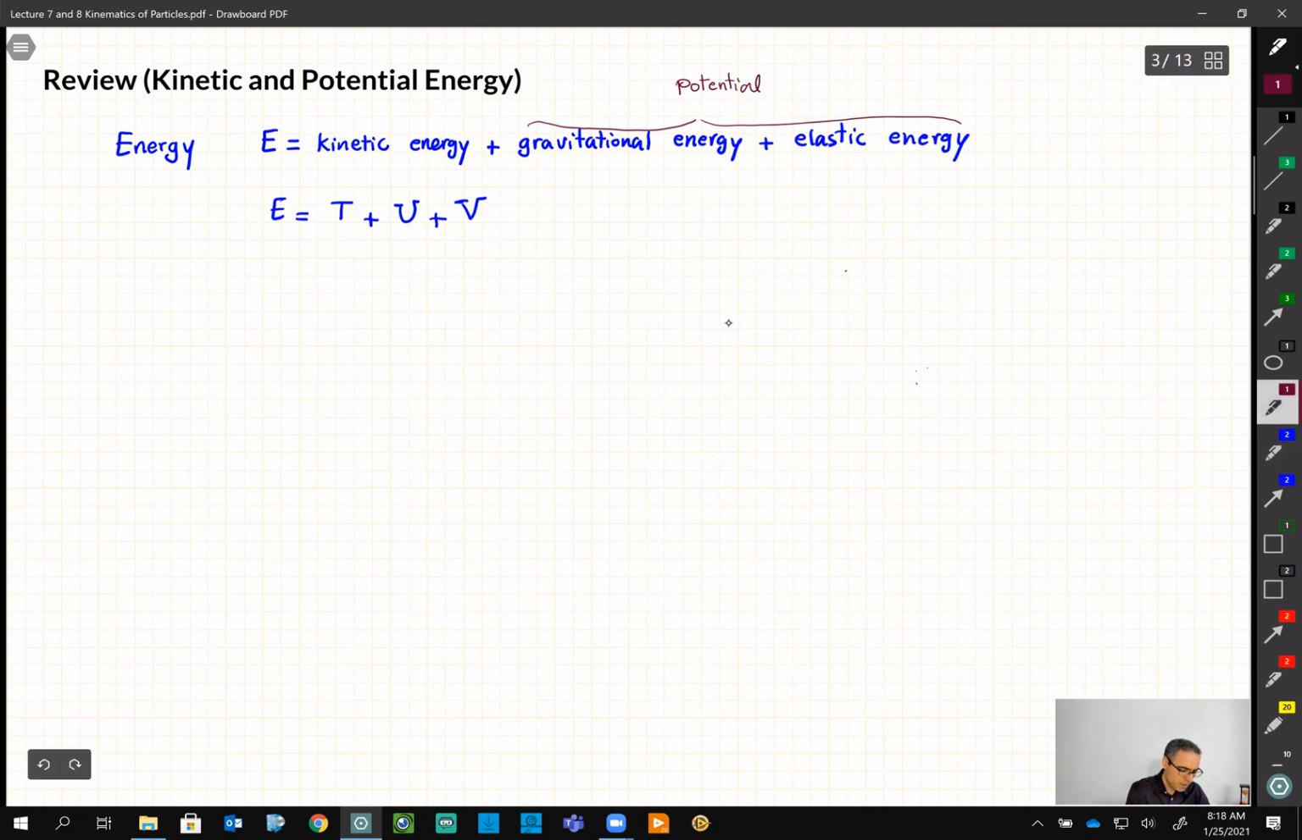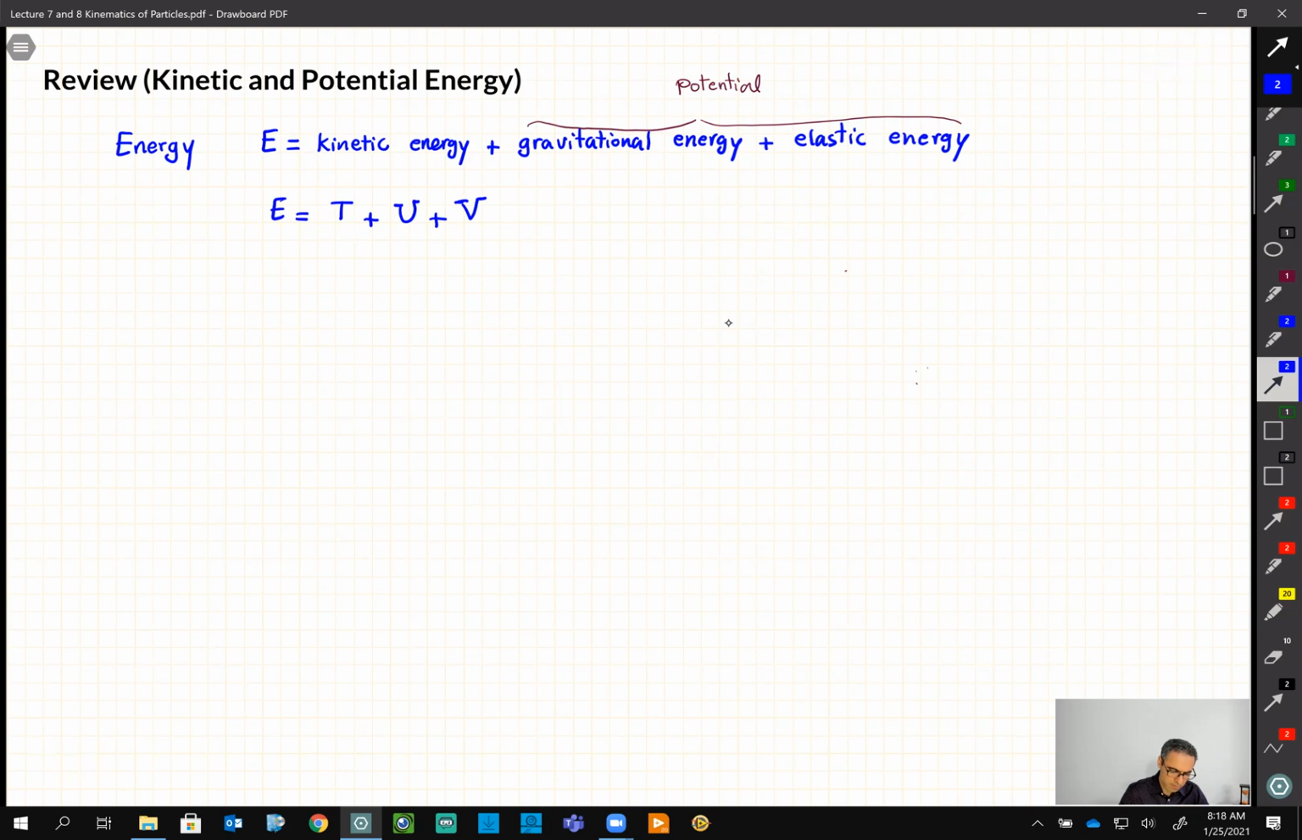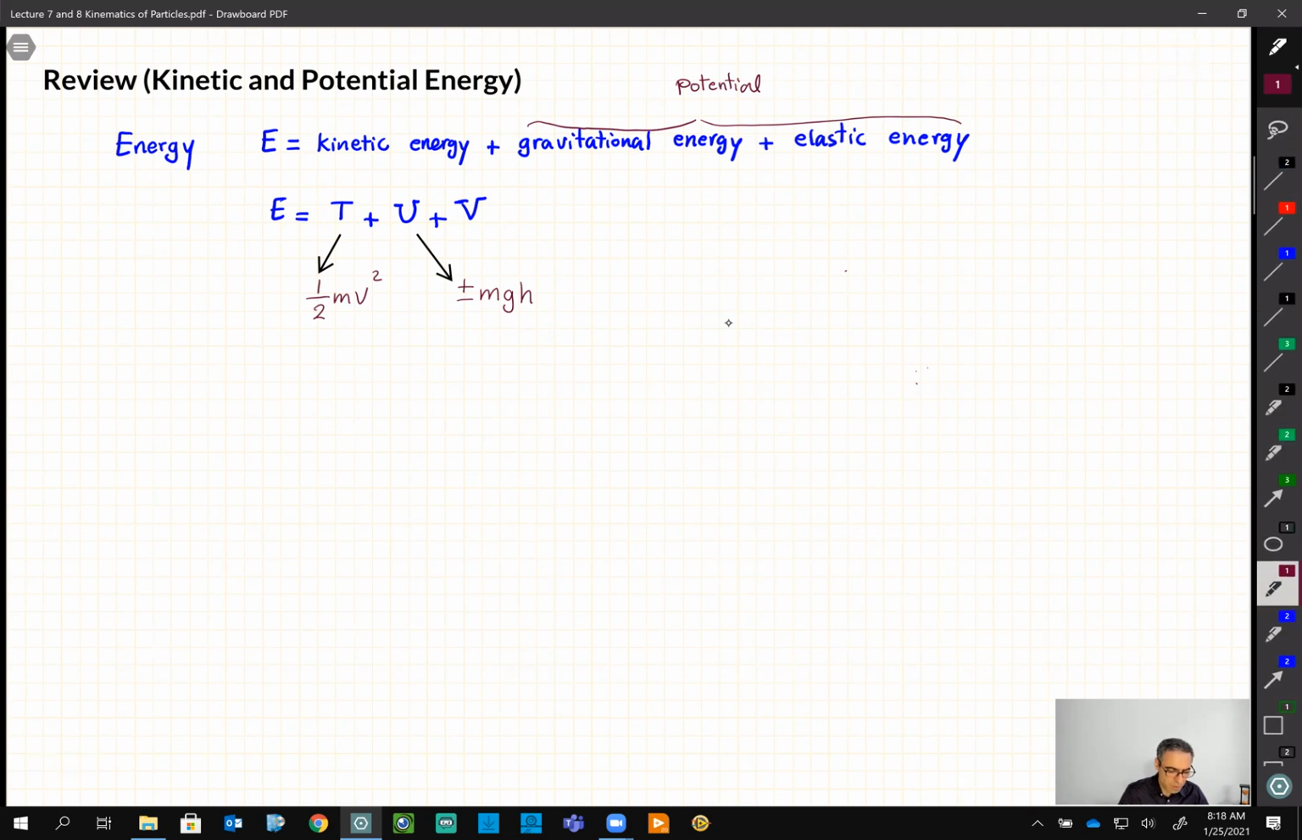Some basic formulas. T, you know the formula for T. It is half of mv squared, and it is always positive. U can be positive or negative, so I'm going to write plus or minus mgh. And you know why it can be positive or negative, because we always have a reference. So I'm just going to draw it here.